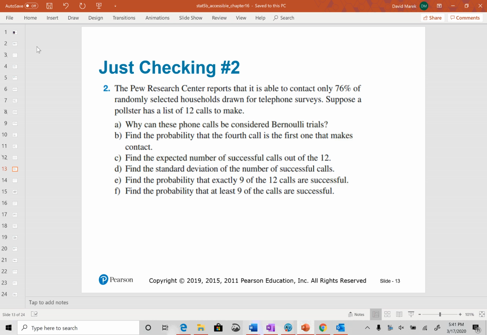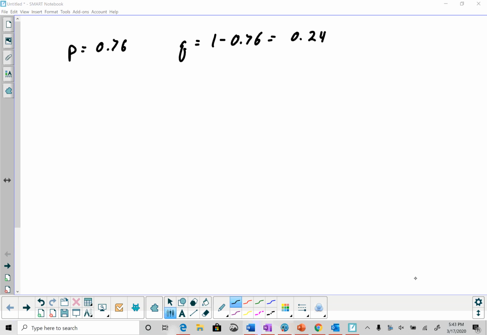So then for part B, we are going to use our lovely binomial model on this one. Find the probability that the 4th call is the first one that makes contact. Okay, so our value for P was given to us as 0.76. Our value for Q is obviously 0.24.